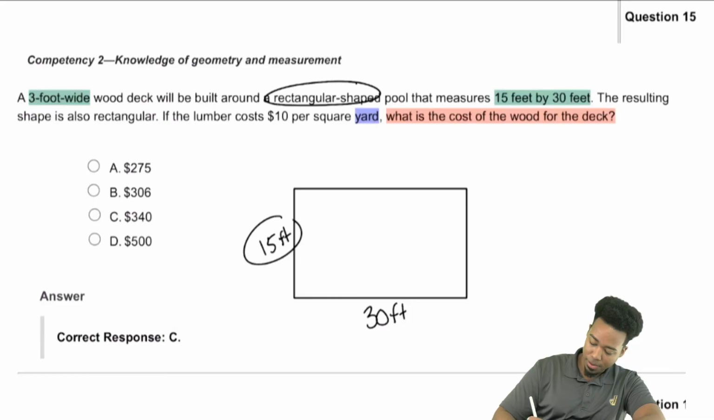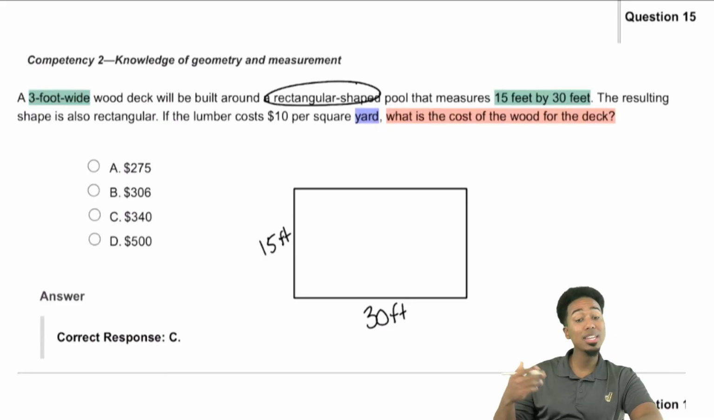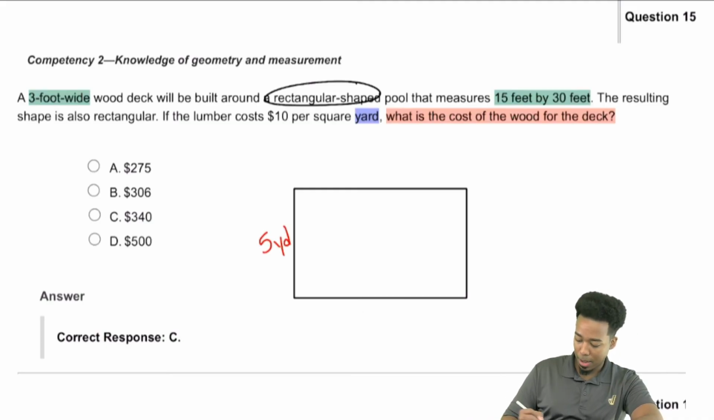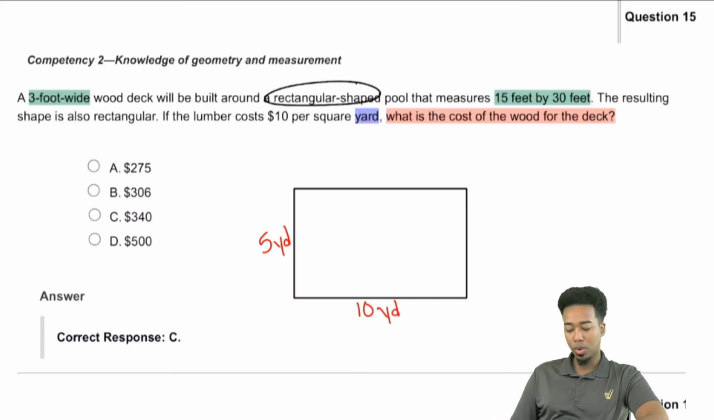So 15 feet, if we divide that by 3, that's going to be what? 5 yards. So I'm going to just erase this right over here, and that's going to be 5 yards. And then 30 feet, if I divide that by 3, that's going to be 10 yards. Okay, cool. So then, what else do I know?